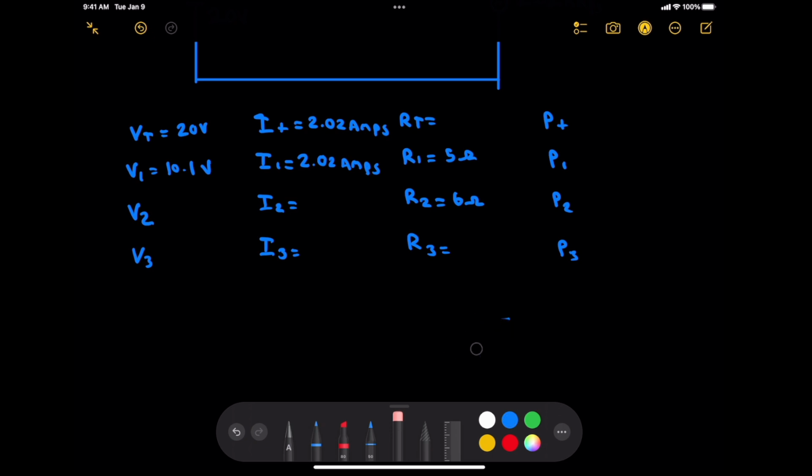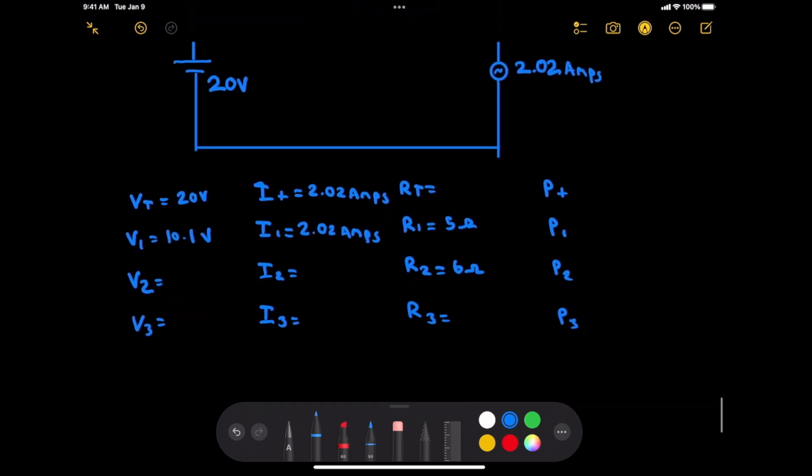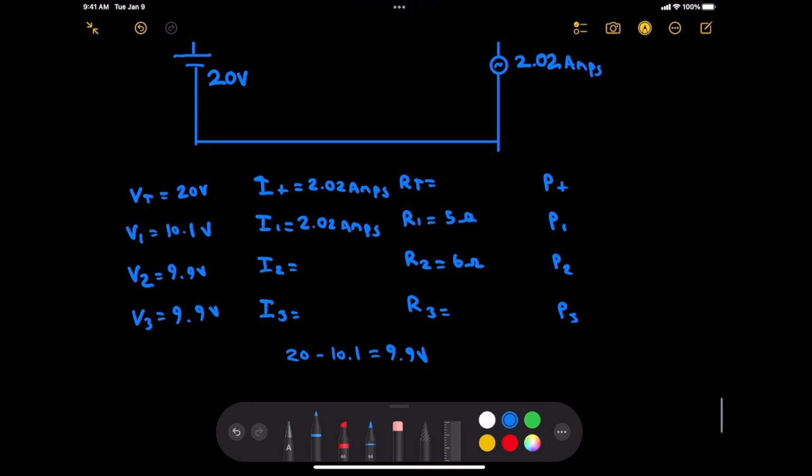So because of that, we can now figure out what V2 and V3 are, because in parallel, the voltage is the same and the current is different. So that means 20 minus 10.1 is going to be equal to 9.9 volts. So that's going to be the value for V2 and V3. 9.9 volts. All right.